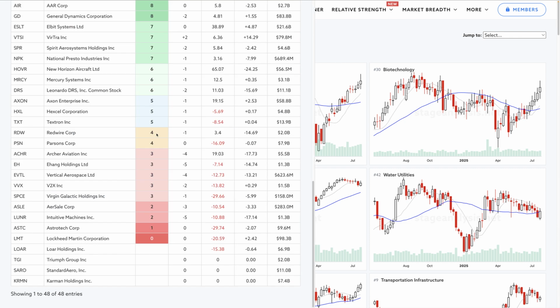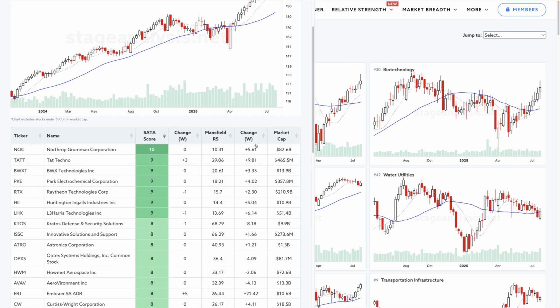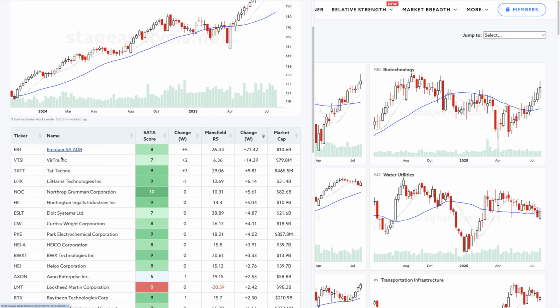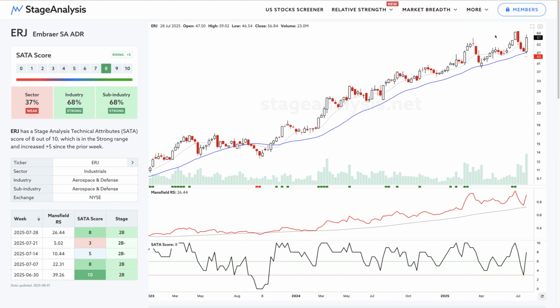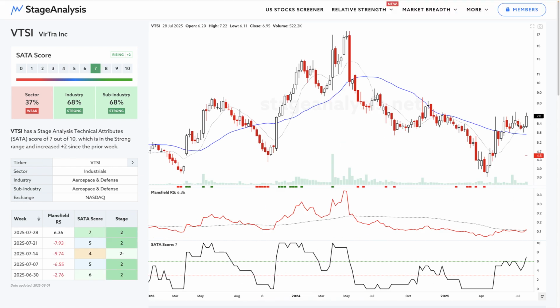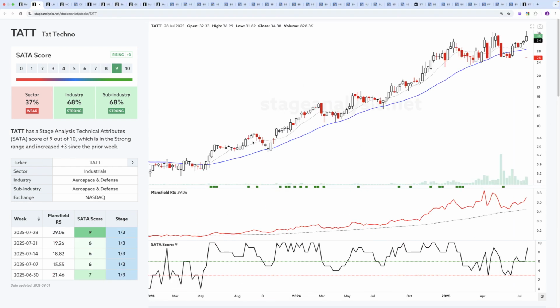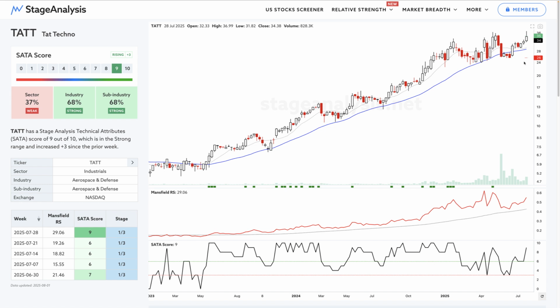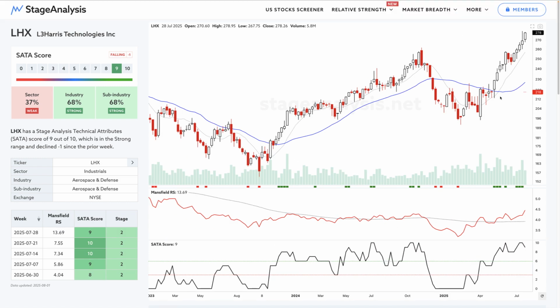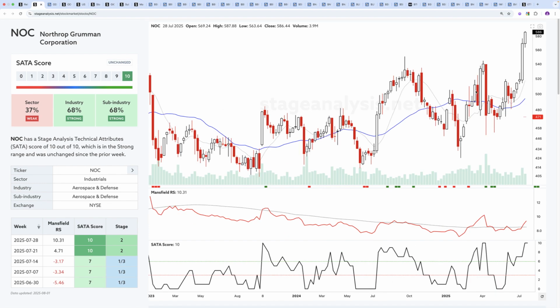And then if we order that by strength, ERJ, so flick through to those, you can see big moves this week in ERJ. For example, we've got this just pushing up in early stage 2, TAT pushing towards the highs. Its SATA score improving to a 9, so technical attributes improved by +3 on the week as it tested new highs. So LHX pushing towards its highs again, stage 2, etc.